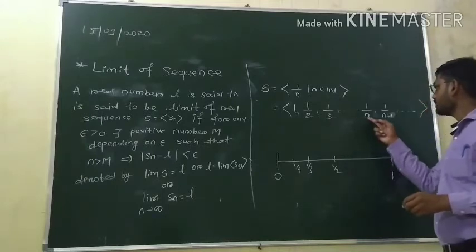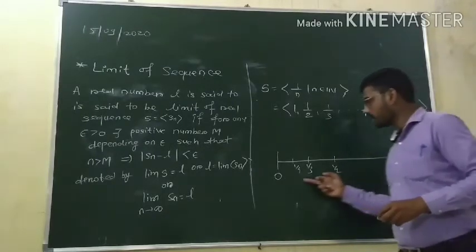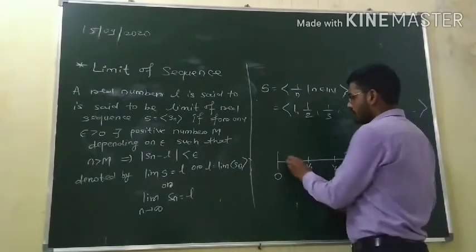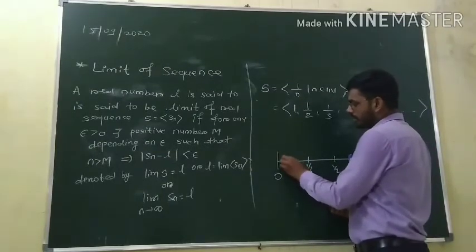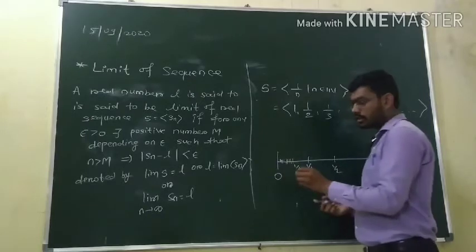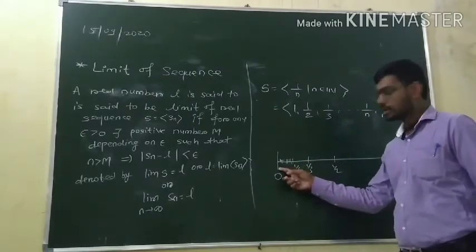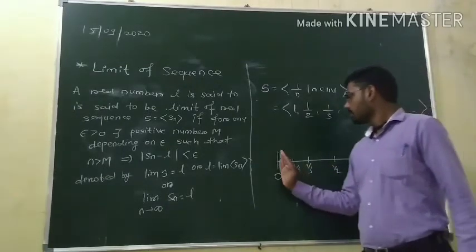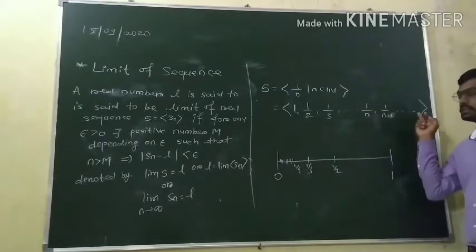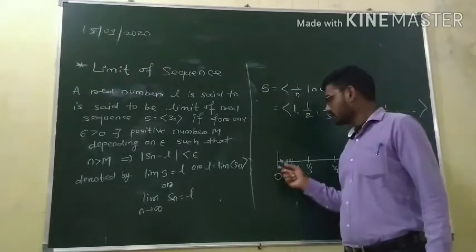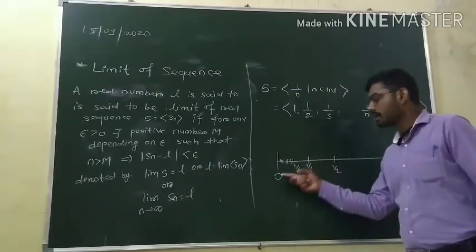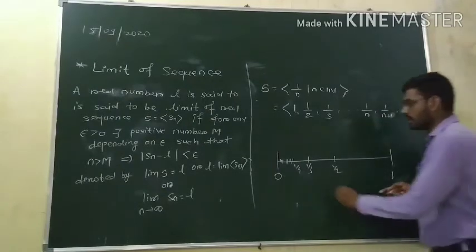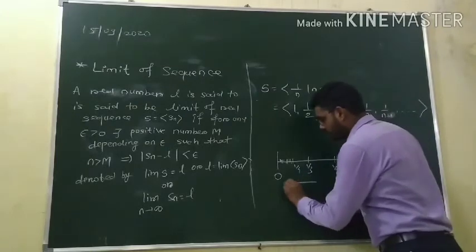Then as n increases, we are going towards 0. See, first 1, then half, then 1 by 3, 1 by 4, 1 by 5, 1 by 6, 1 by 1 lakh, 1 by 1 crore, and so on. We know the sequence has lower bound 0 because there is no negative number in this sequence. As the value of n increases, we are getting closer to 0. So this is the idea of limit. This sequence has the limit 0. Why? As n tends to infinity, the elements of the sequence are tending to 0.